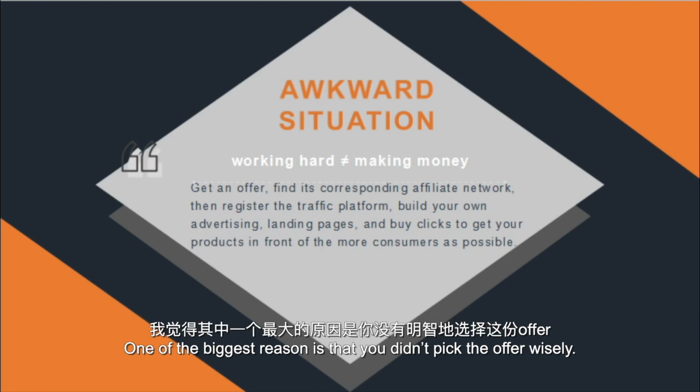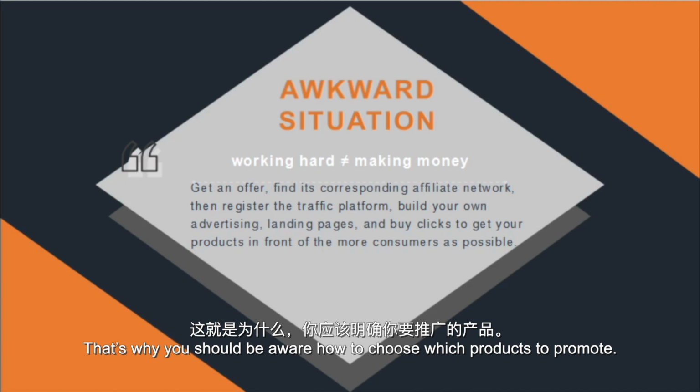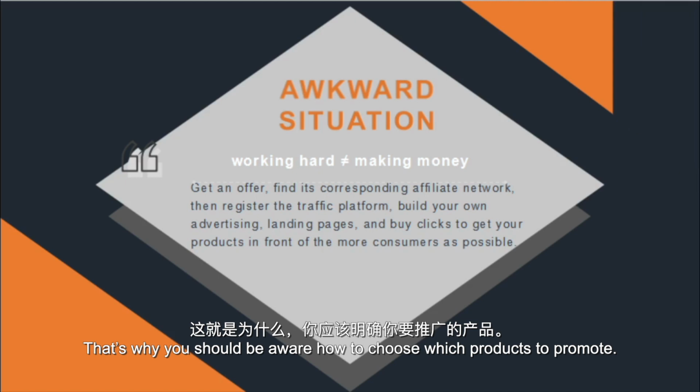One of the biggest reasons is that you didn't pick the offer wisely. If you cannot find the right product to support, you will not make much profit. That's why you should be aware of which product to promote.